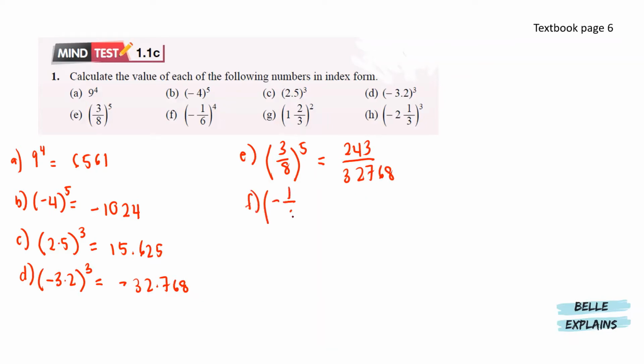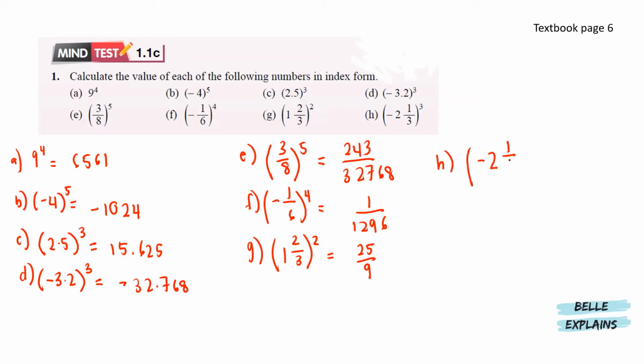Bracket -1/6 to the power of 4, and that will give us 1/1296. For G, we have 2/3 to the power of 2. So that will give us 25/9. And lastly, for H, we have -2, 1/3 to the power of 3. So that will give us -343/27.